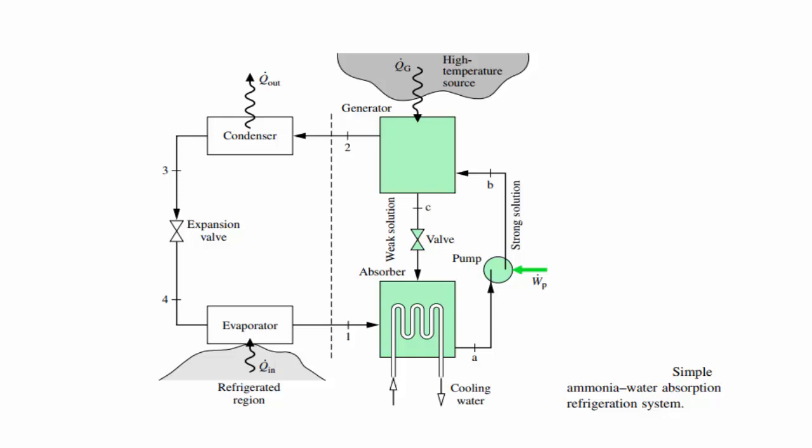Now, in the generator, there is a supply of heat so that the ammonia and the water vapors can be separated. As ammonia reaches a certain pressure, it goes into the condenser, and the remaining water vapor goes back into the absorber through a valve, and its solution is of weak concentration, and this cycle continues from the condenser to the expansion valve and then back into the evaporator.